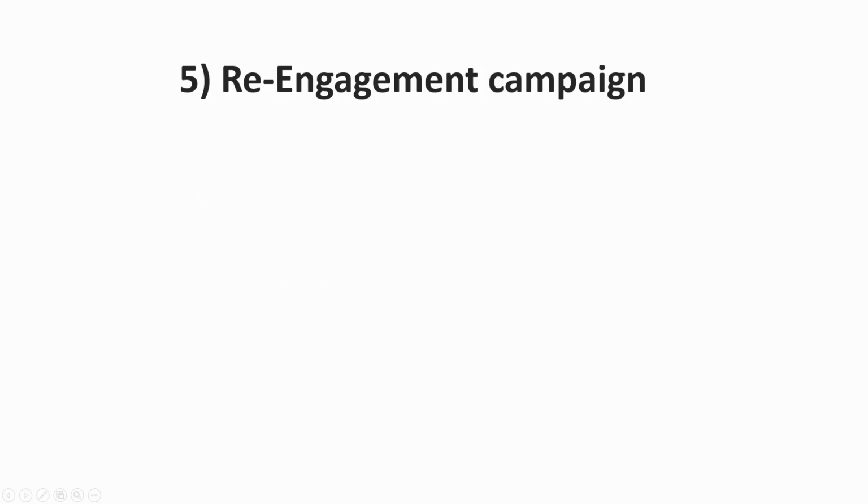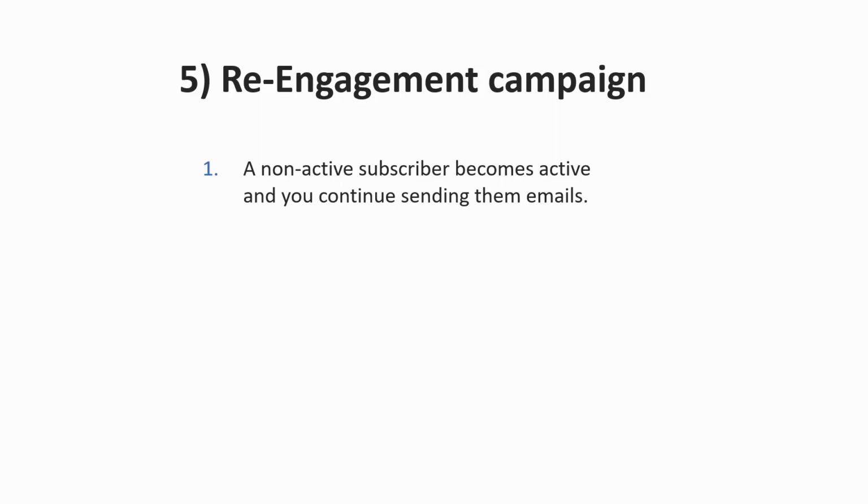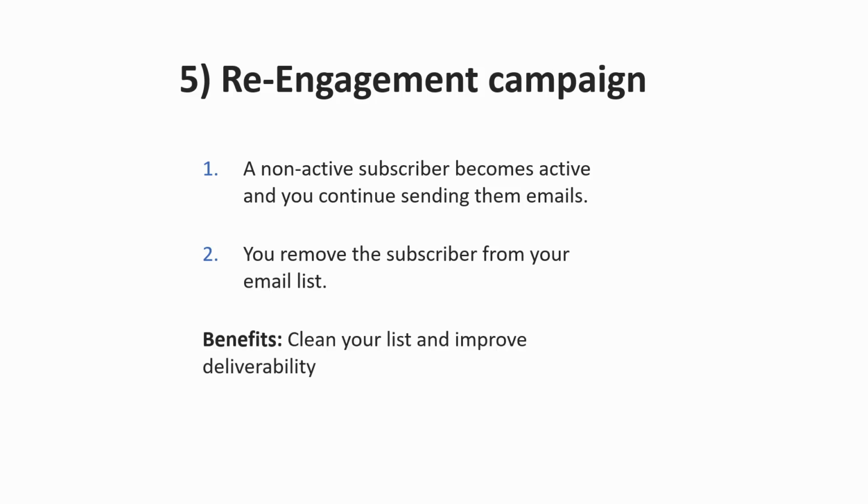There are 2 actions that can take place after this campaign. A non-active subscriber becomes active and you continue sending them emails, or you remove the subscriber from your email list. There are benefits to removing inactive users. For one, you will pay less for your email autoresponder because you'll have less subscribers. In addition, essentially you are just cleaning your list from bad contacts and only leaving it with more targeted users. So your emails will have more interaction and deliverability will go up as well.